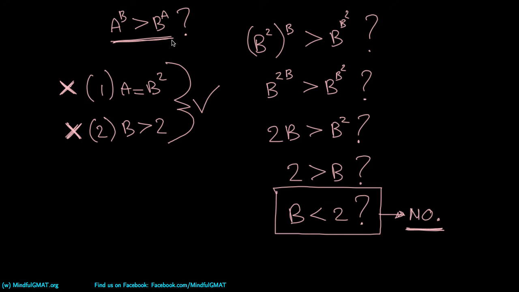And this is actually this important pitfall that you're being asked whether you have sufficient information. You're not being asked whether the answer is yes or no. You're being asked, do you have sufficient information? And if you can answer the question with a definite no, then you indeed have sufficient information to answer the question asked. So the answer is going to be C. You need both statements together to answer the question.